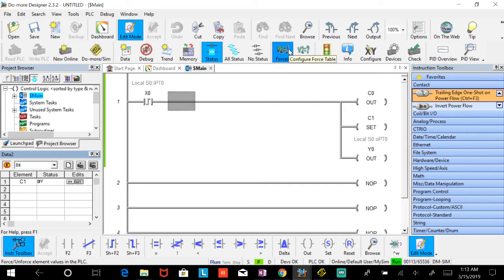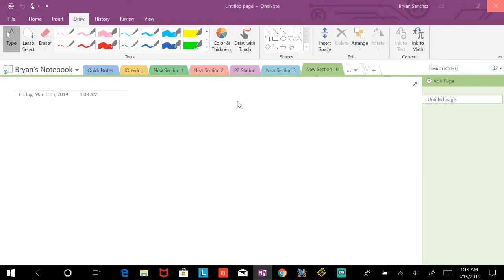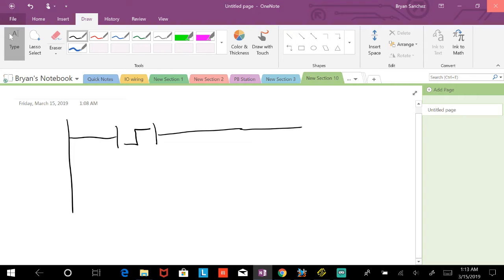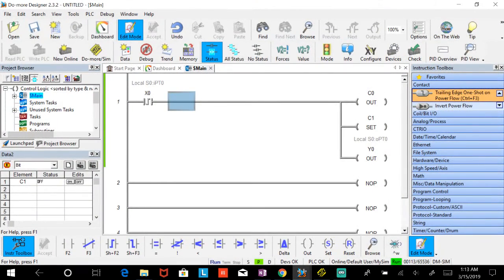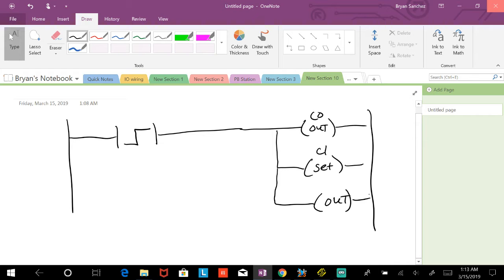Okay, so now we're going to try to explain this from a theoretical standpoint so you guys can see it better. Remember, you have to understand the concept of scan time to proceed. Based on our logic, we have a one-shot rising contact and output called C0. All right, let's check it out. C0, C1, a set C1 and an output coil called Y0. Let's verify that.